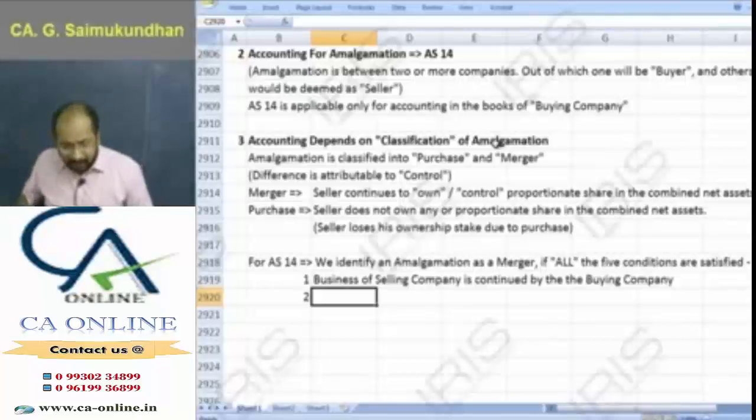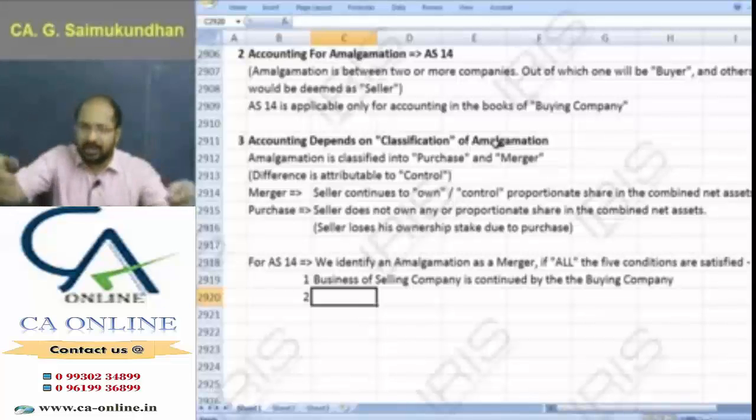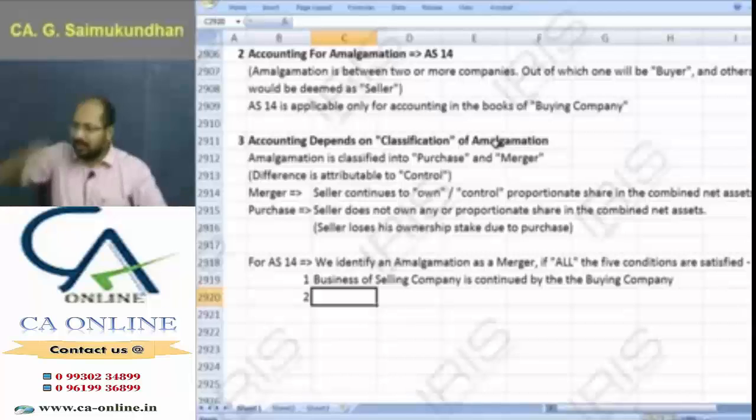Anyway. Condition number 1, business of selling company is continued by business of buying company. They don't speak a word about the business of the buying company at all. You only tell that the seller's business should continue. After I continue your business, can I shut down my business? Yes. Will it still be considered as amalgamation in the nature of merger?